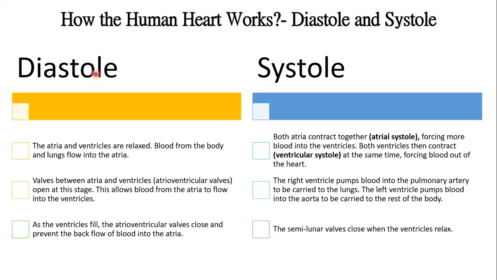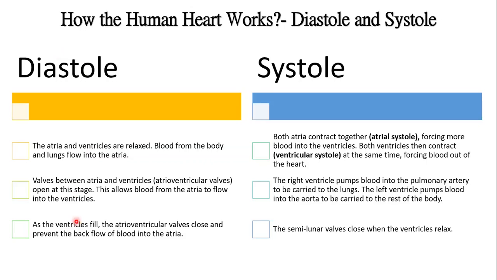Okay. Now, the valves between the atria and the ventricles, remember they are called the atrioventricular valves. These valves would be open at this stage. So as blood is flowing into the atria, it would be carried into the ventricles. So the ventricles could fill up. Okay? So blood from the atria flows into the ventricles also during diastole. Because remember, not only the atria are relaxed, the ventricles are also relaxed. So both atria and ventricles would be filled during diastole.